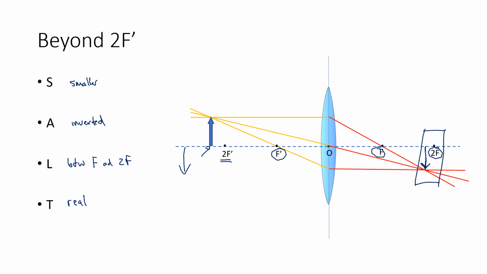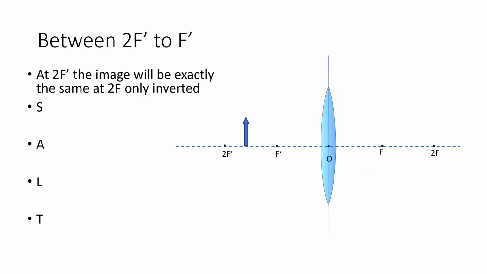Okay, next. So to move things along, we're going to pass over one of the locations. That is, if you put the object at 2 times the secondary principal focus, you will get the exact same object at 2 times the principal focus, just inverted, right?